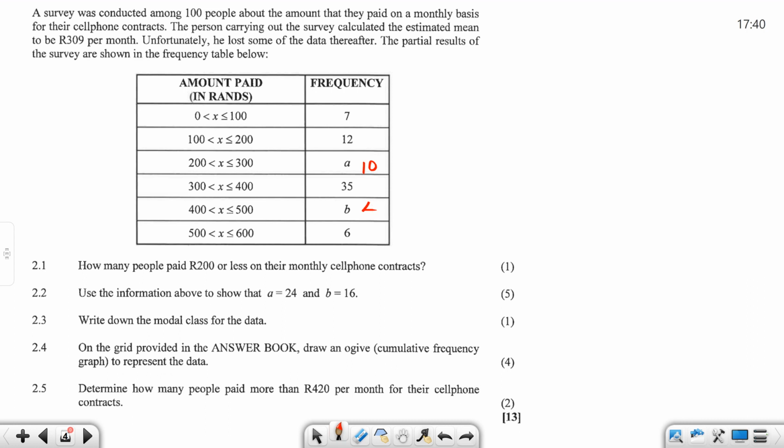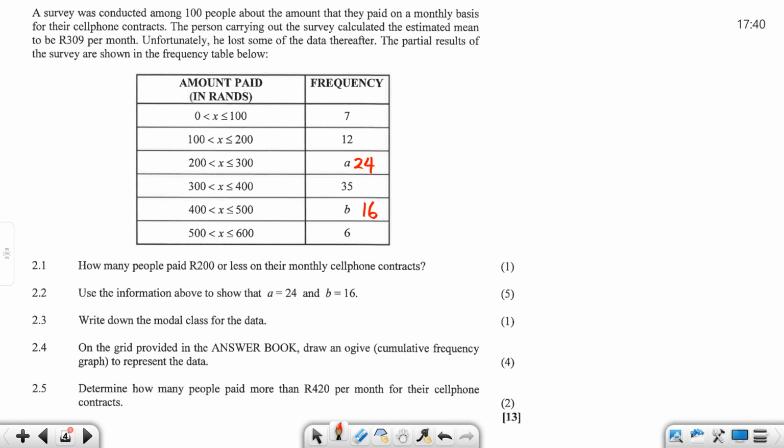Okay, all right. Let's use 24 and 16. 24. No, you're not listening. Because I did explain my figures, right? I said I'm just going to put values for now, so I will just calculate the mean.